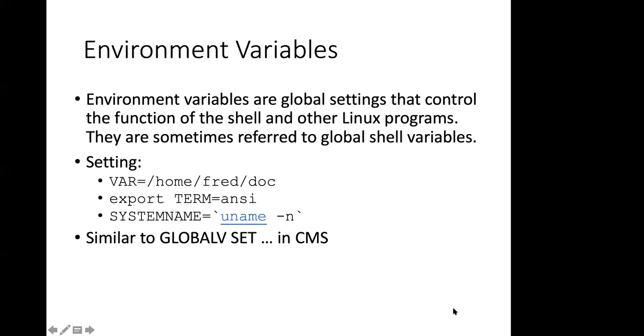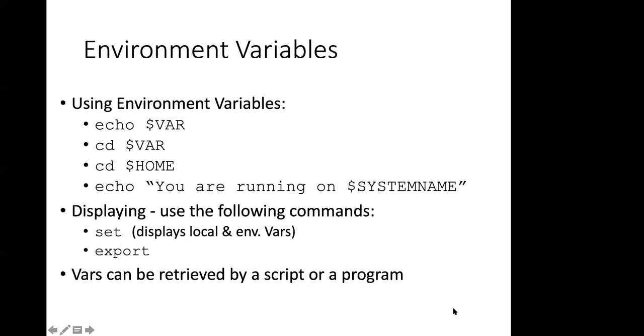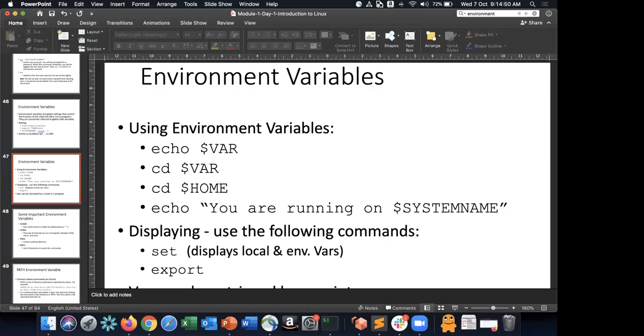So a quick definition of environment variables is: environment variables are global settings that control the function of the shell and other Linux programs. They are sometimes referred to as global shell variables. Okay. I'll give you some more examples.